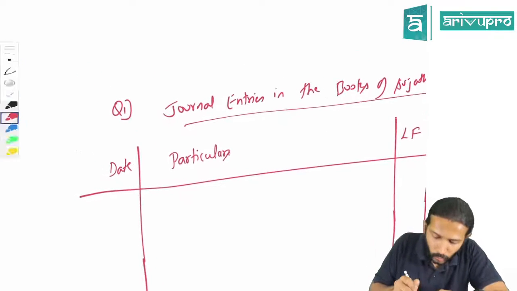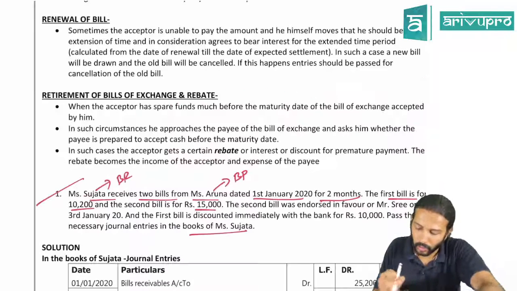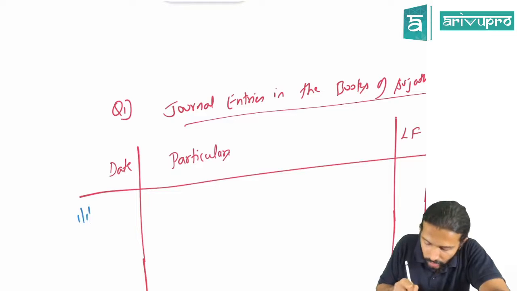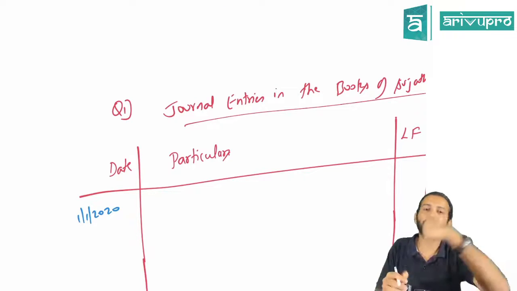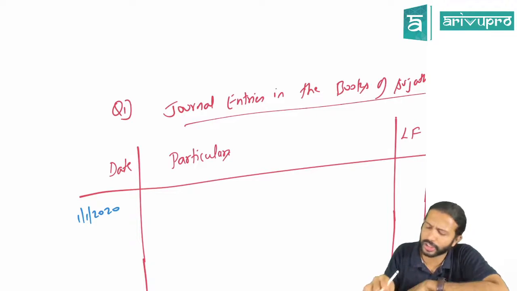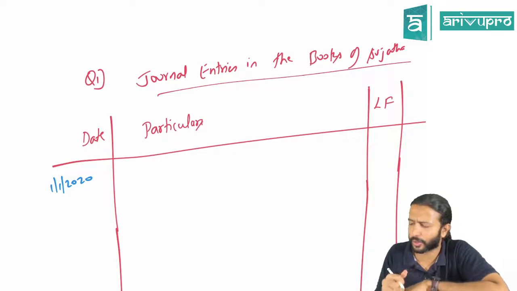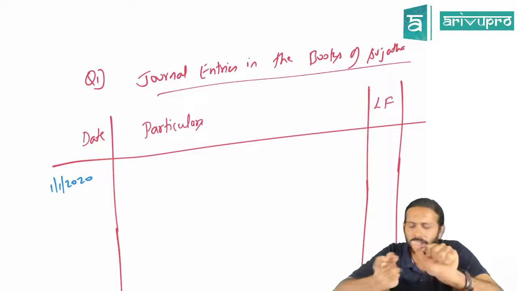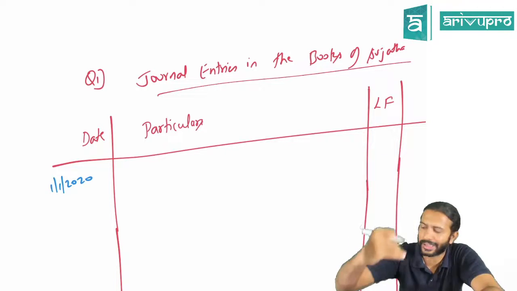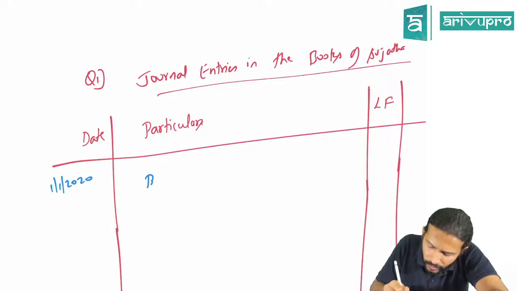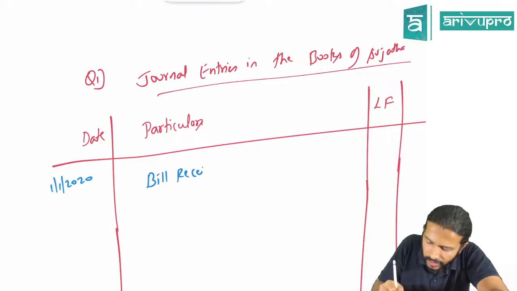First, when did Sujata receive this bill? On 1st January 2020. On 1st January 2020, Sujata received the bill from your debtor. So what is the journal entry for bill receivable received from your debtor? We already looked into the table. If you are receiving cash from debtors, the journal entry will be cash to debtors. Instead of cash, you are receiving a bill receivable. So the entry will be bills receivable account debit.